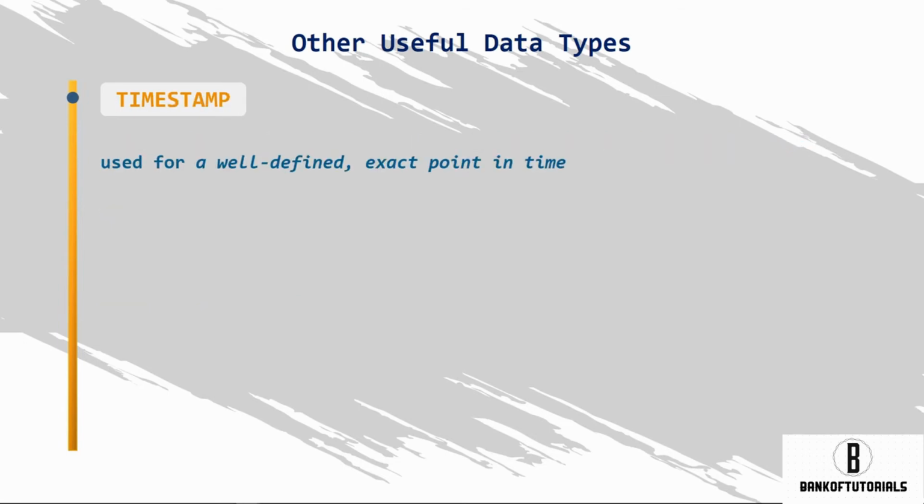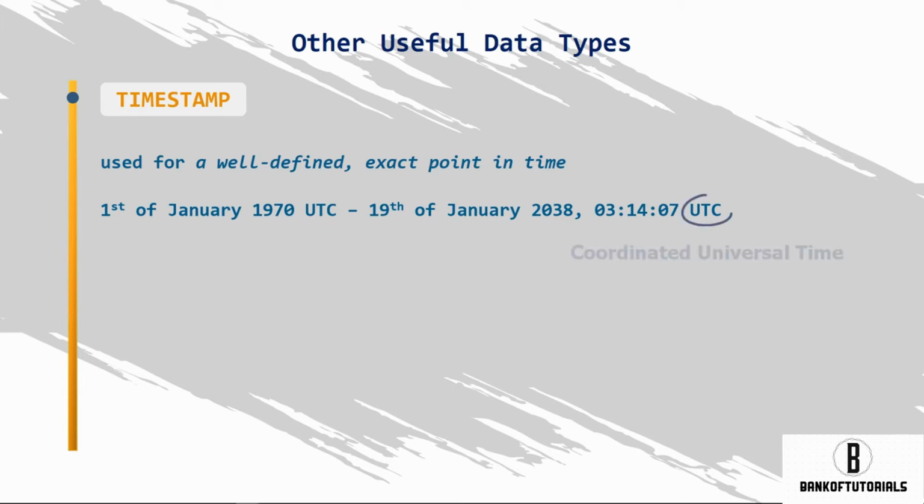Primarily, the range of timestamp is much lower, from the 1st of January 1970 to the 19th of January 2038, 3:14 and 7 seconds in the morning, Coordinated Universal Time, UTC for brief. This shorter span immediately tells us that timestamp will not be the preferred option for storing birth dates and times, as date and date time appear to be the better option. What is the advantage of using it then?